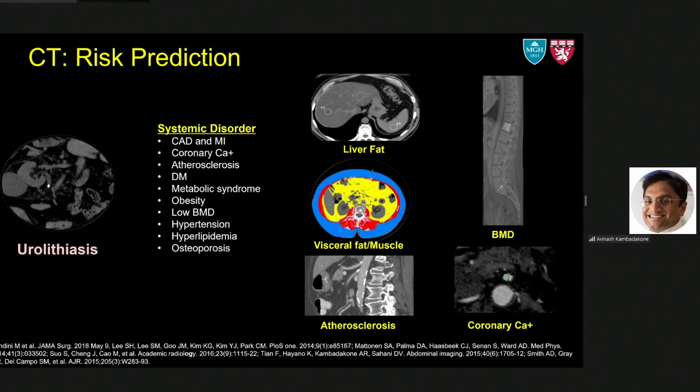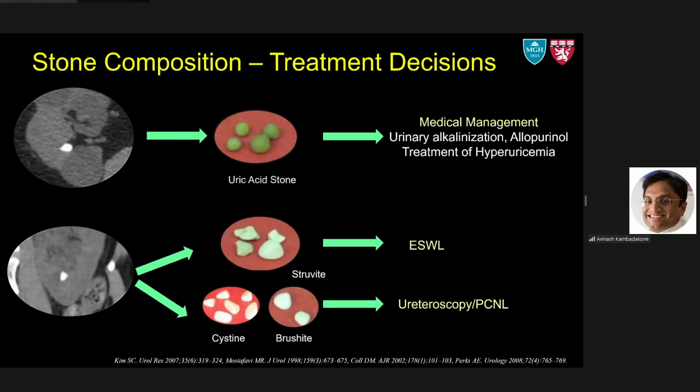Now, why is this important? Because there's increasing interest in exploring the role of CT as an opportunistic screening method to identify patients who have these metrics which can be seen on CT, such as fatty liver, increased atherosclerotic plaque in the aorta, osteoporosis, which can have an impact on the long-term cardiovascular mortality of the patient. In addition, determination of stone composition also has an impact on patients' treatment decisions. For example, uric acid stones are managed medically, while patients who have calcium-based stones are usually managed by either shockwave lithotripsy or ureteroscopy.